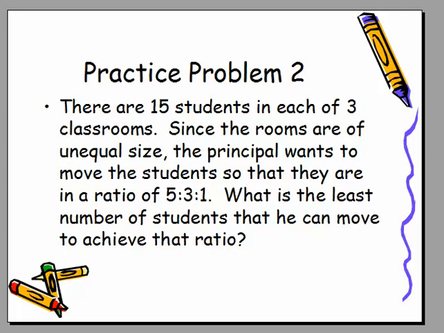Practice problem 2. There are 15 students in each of 3 classrooms. Since the rooms are of unequal size, the principal wants to move the students so that they are in a ratio of 5-3-1. What is the least number of students that he can move to achieve that ratio?